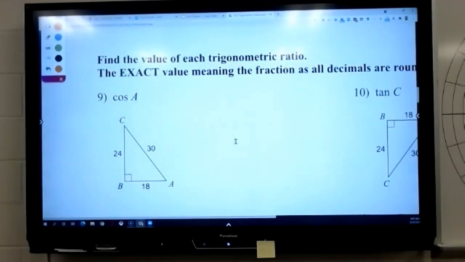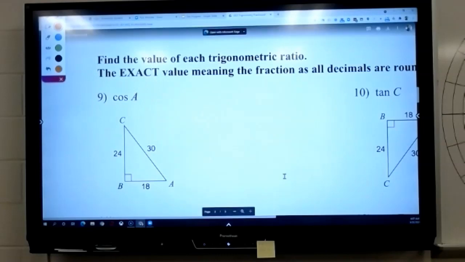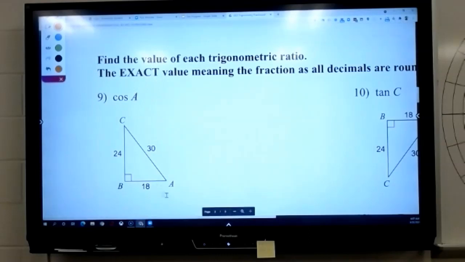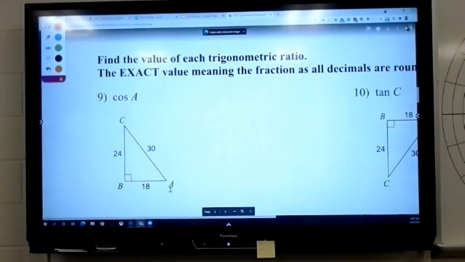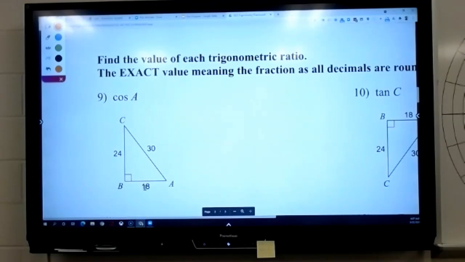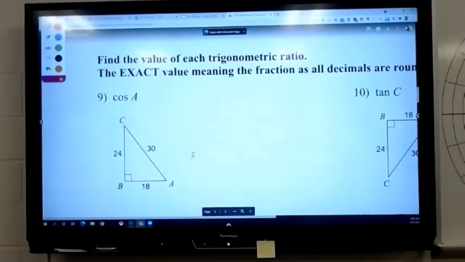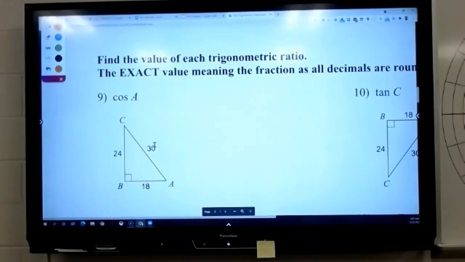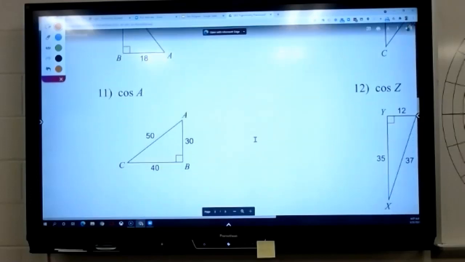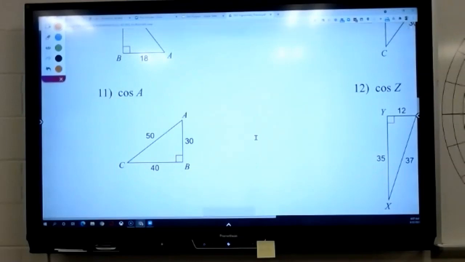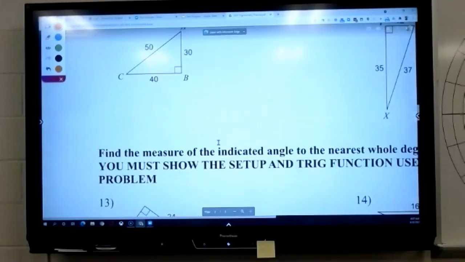Okay, so then here, we want the exact value. What's cosine of A here, folks? Where's A? Bottom. Where's cosine? Adjacent and hypotenuse. So the answer is 18 over 30. Should you probably reduce that? The answer is yes. What's cosine of A? Perfect. Reduce it.